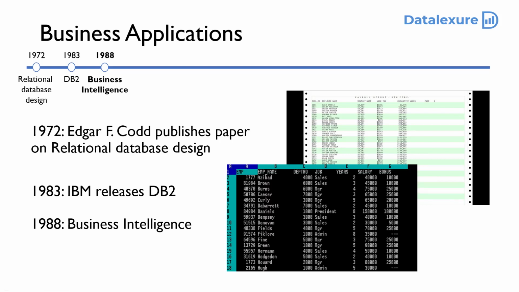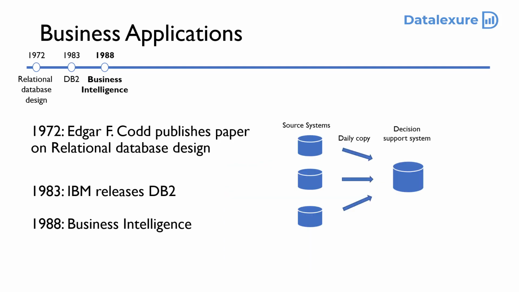This way of working contributed to the popularity of spreadsheets like Lotus 123. To support more ad hoc queries and reports, it was a common practice to make daily copies of separate databases to be used only for reporting and analysis purposes.